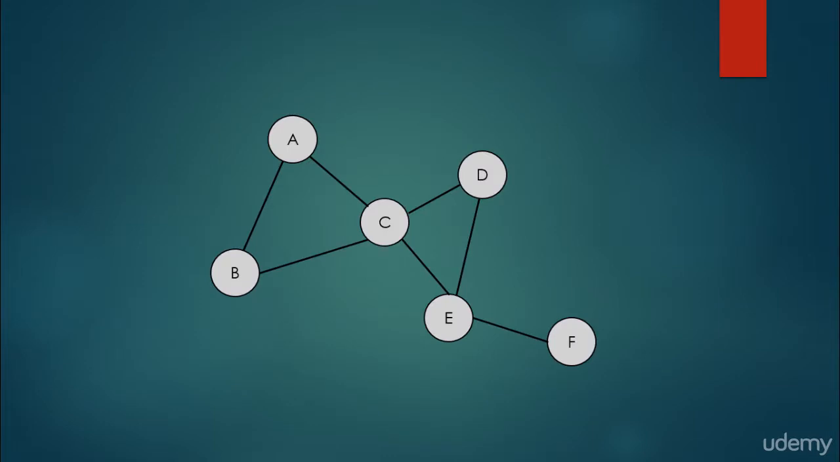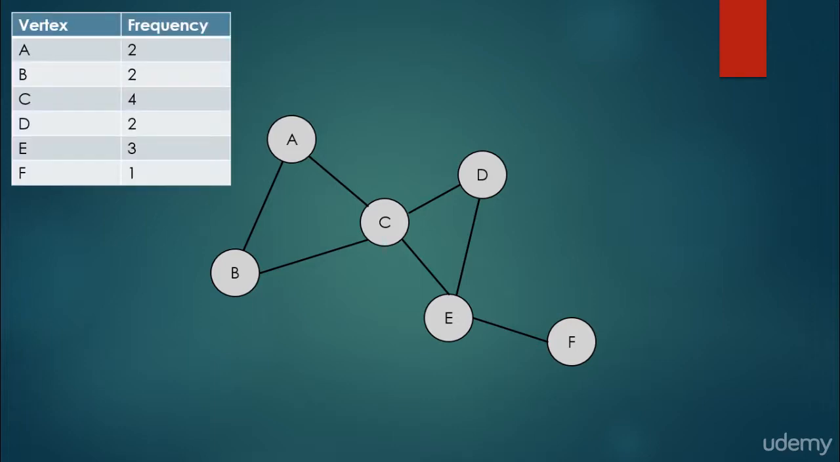Let me illustrate how it works. We have 6 nodes: A, B, C, D, E, and F, and we have to calculate the degree distribution, or the valence. It's not frequency, I mean, that's not the right name. As I said earlier, we have to calculate that, for example, A has 2 neighbors, B and C. B has 2 neighbors, A and C. C has 4 neighbors, A, B, D, and E. E has 3 neighbors, C, D, and F. F has only 1 neighbor, E. We just have to calculate it.